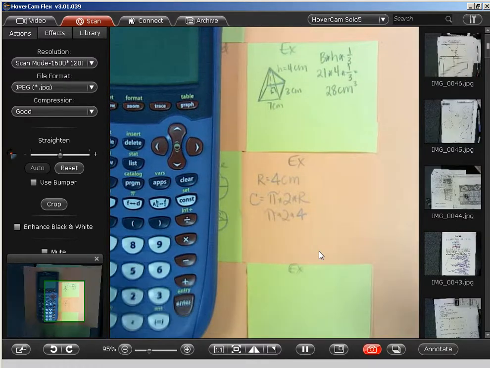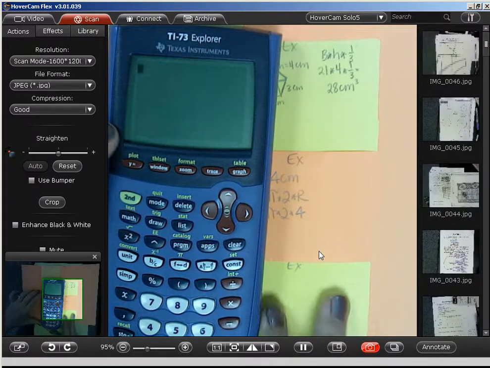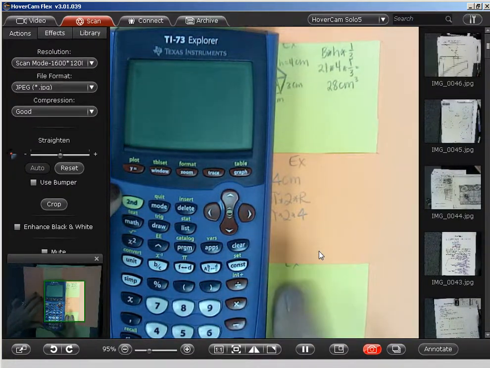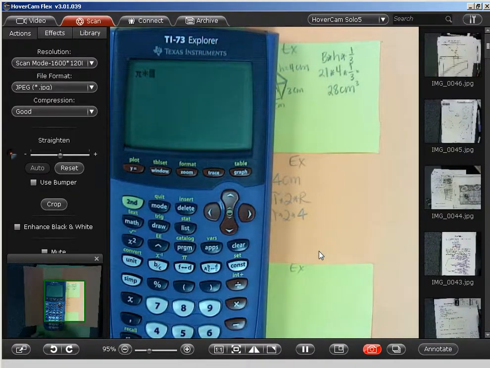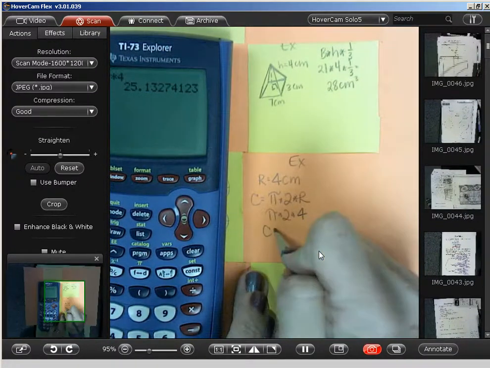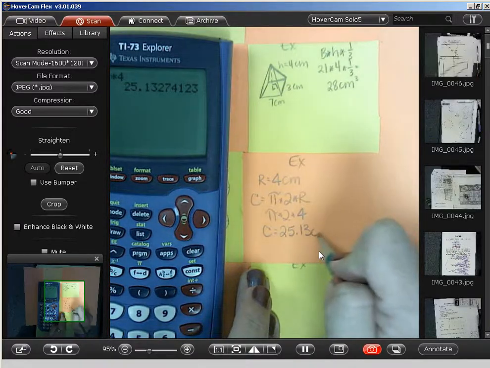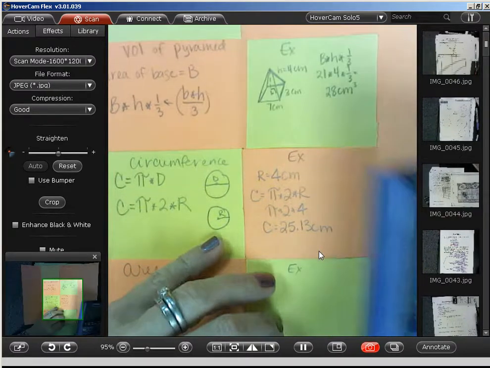Okay, so we're going to do our pi key, which is right up above the fraction to decimal key. So I'm going to go second pi times 2 times 4, which gives me circumference equals 25.13 centimeters.